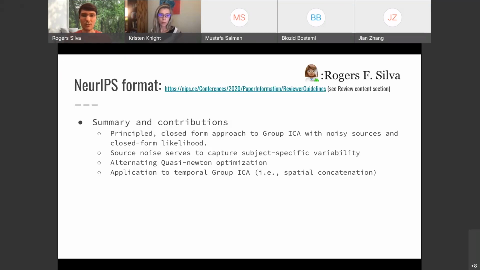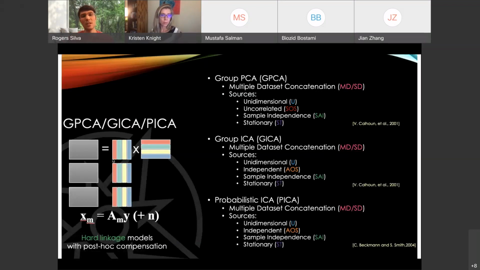So going back to my first slide, the other contributions are that, like I mentioned, the source noise serves to capture subject-specific variability. The method uses an alternating quasi-Newton optimization approach, where it's alternating in the sense that there are weight matrices to be learned for each subject, and they are learned one subject at a time.